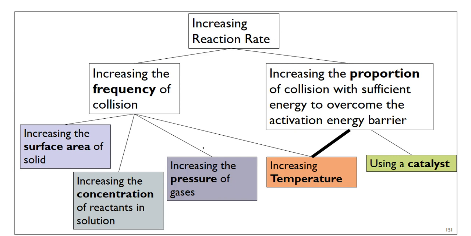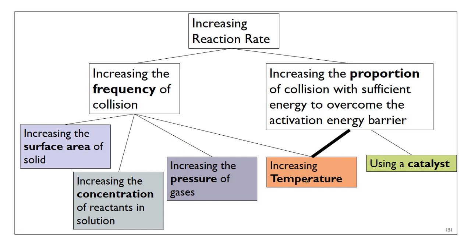Another concept that we need to reference in this video when we talk about rate is how do we actually change the rate of a reaction. And obviously this is linking back to collision theory. You should have seen this diagram when we did chapter 7, reaction rate. If you want to increase the rate of a reaction, you either increase the frequency of collision or you increase the proportion of collisions with sufficient energy to overcome the activation energy barrier. So any factor that affects reaction rate has to fall into at least one of these two categories.